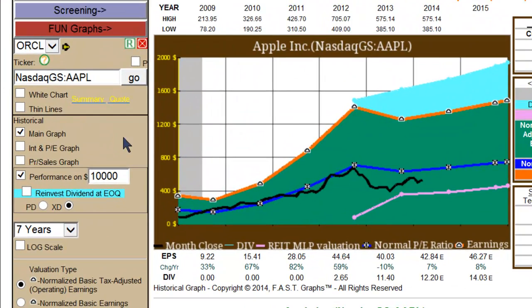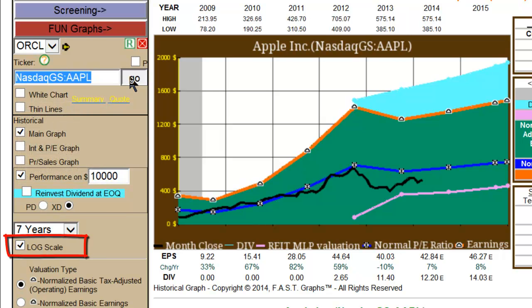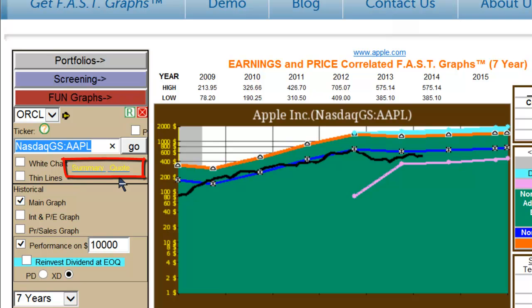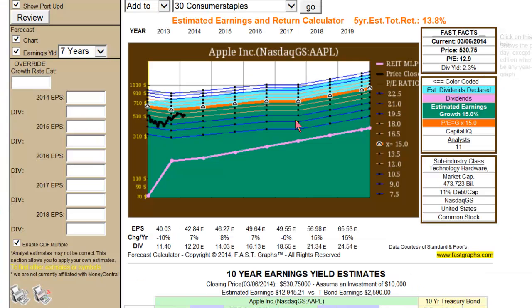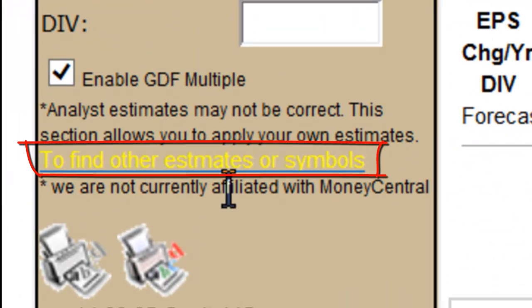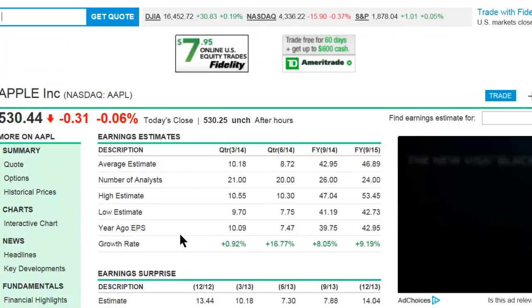The navigation bar also has a box that can be checked in order to draw logarithmic graphs. Additionally, there are two links written in yellow ink taking you to Google Finance or Microsoft MSN websites. Note that there is a third yellow link towards the bottom of the navigation bar that allows subscribers to cross-check earnings estimates by Zacks.